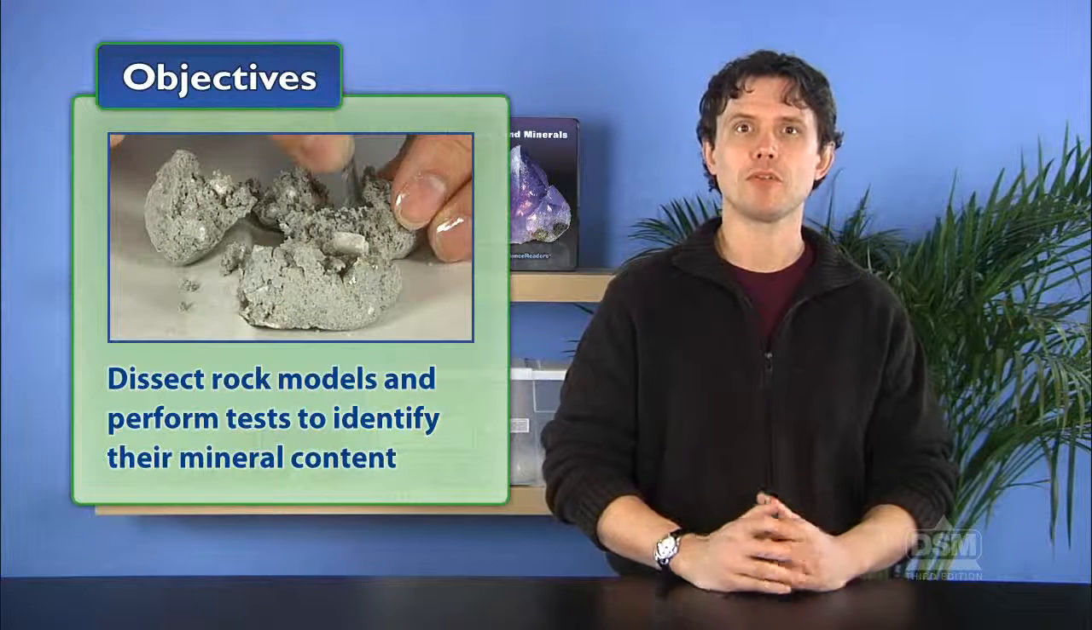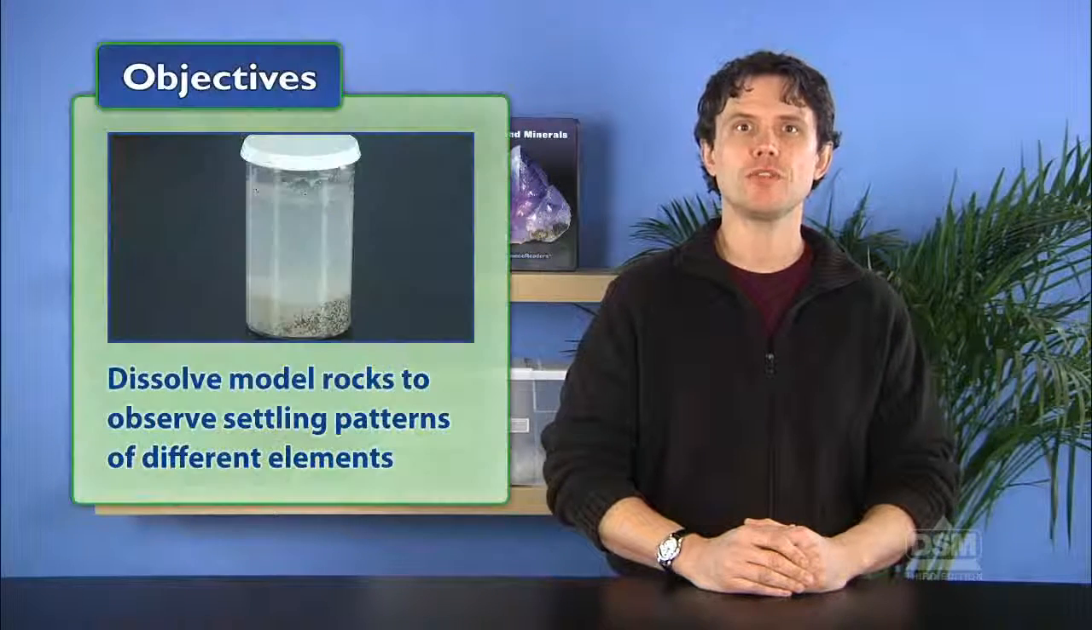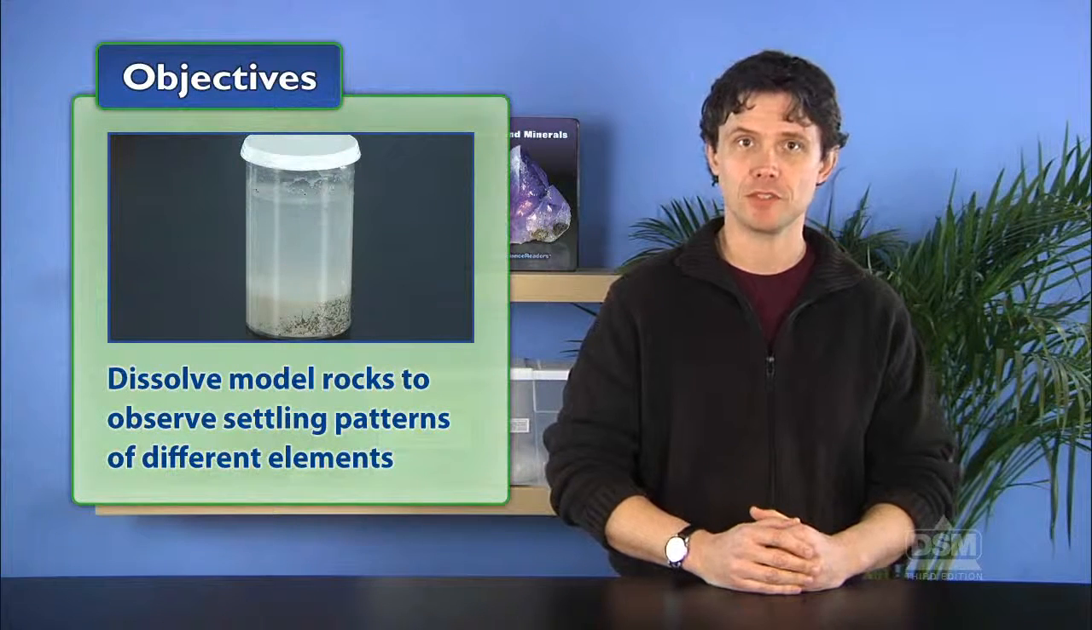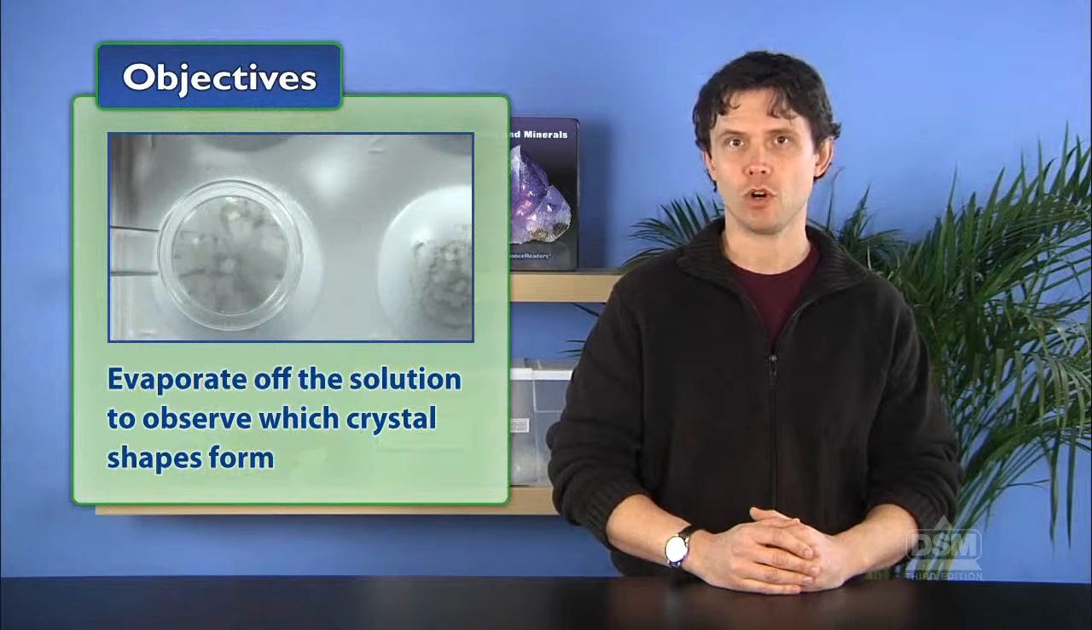In Activity 9, Investigating Rock Models, students dissect the rock models and perform tests to identify their mineral content. Students then dissolve the model rock remains in water to observe settling patterns of different elements, and finally evaporate off the solution to observe which crystal shapes form.